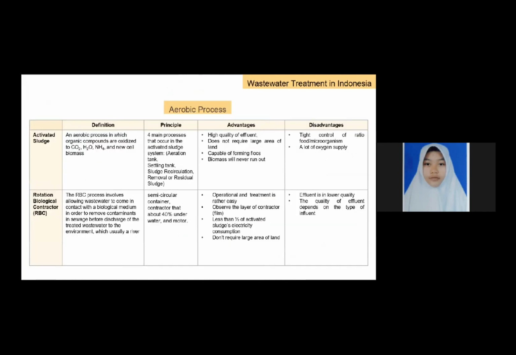This is the comparison of the aerobic processes, activated sludge and RBC. The advantages of activated sludge are high quality of effluent, it doesn't require a large area of land, and it is capable of forming flocs. The advantages of RBC are that operation and treatment are rather easy because we just have to rotate it. We can observe the layer or film, and it uses less than half of the electricity consumption of activated sludge, but it requires a large area of land.